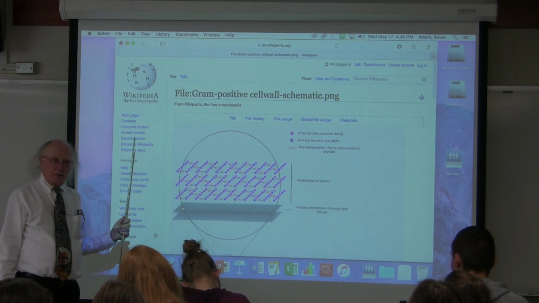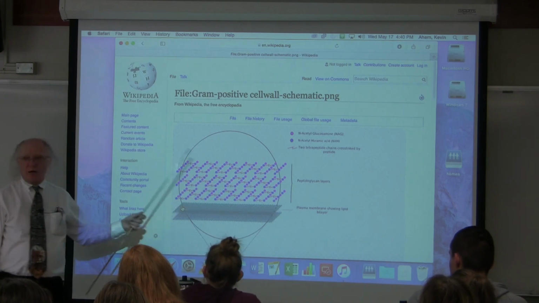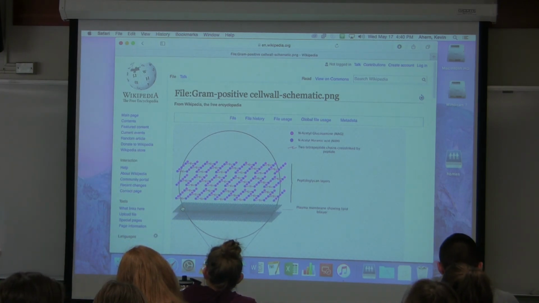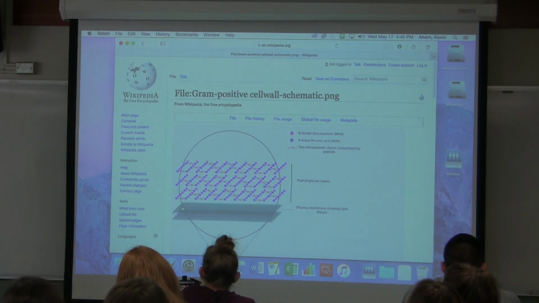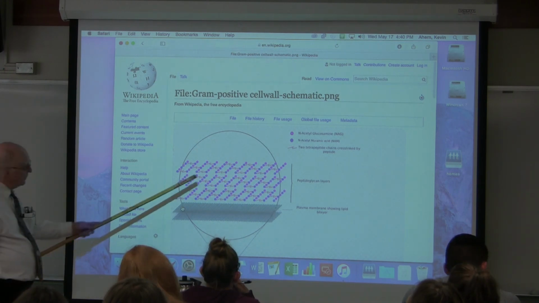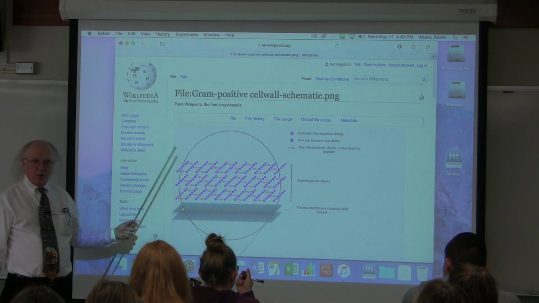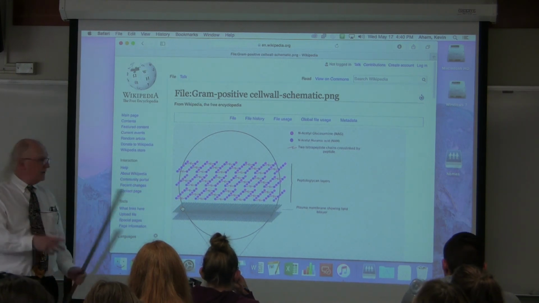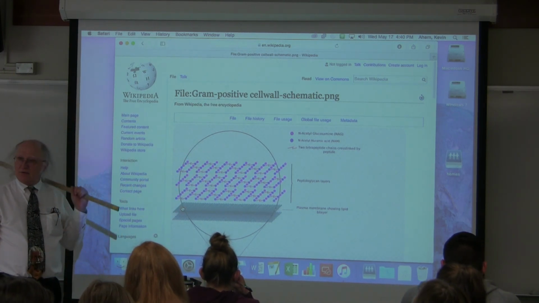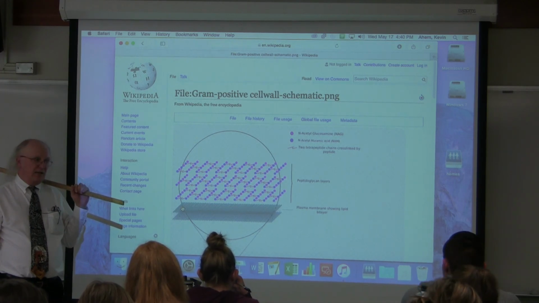Right? I tell you this because when we look at things like penicillin, it is an antibiotic that works by inhibiting the synthesis of the peptidoglycan layer of bacteria. If bacteria can't make this, they can't divide. They can't make cells, and they will die.